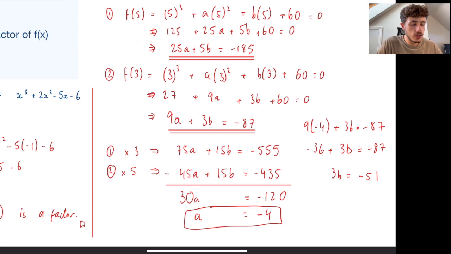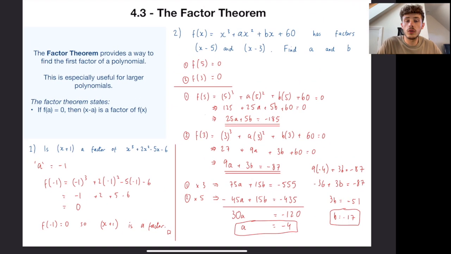So by subbing that minus 4 in where a is, we get 3b equals minus 51, and therefore b is minus 17. And that is your final answer.